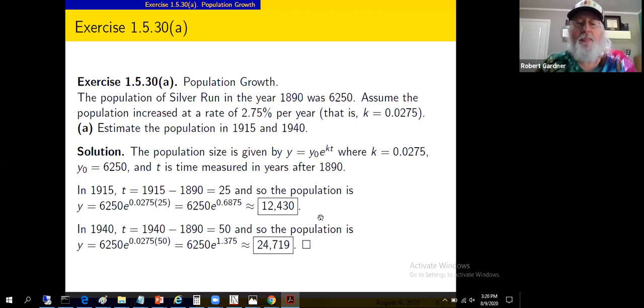So here's what's happening. Every 25 years, this population is almost doubling. Not quite. We got slightly less than double in each case. So from 1890 to 1915, the population almost doubled. From then until 25 years later, it almost doubled again. What will the population be 25 years after that? Probably in the neighborhood of about 49,000, slightly less than twice this, and so forth. So what's happening is there's a doubling time associated with this.